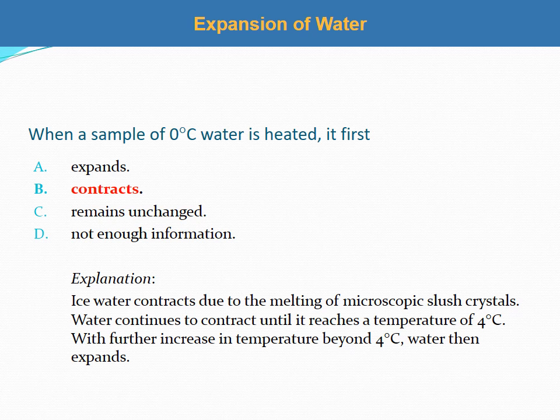Answer is B, contracts. Ice water contracts due to the melting of microscopic slush crystals. Water continues to contract until it reaches a temperature of 4 degrees Celsius. With further increase in temperature beyond 4 degrees Celsius, water then expands.